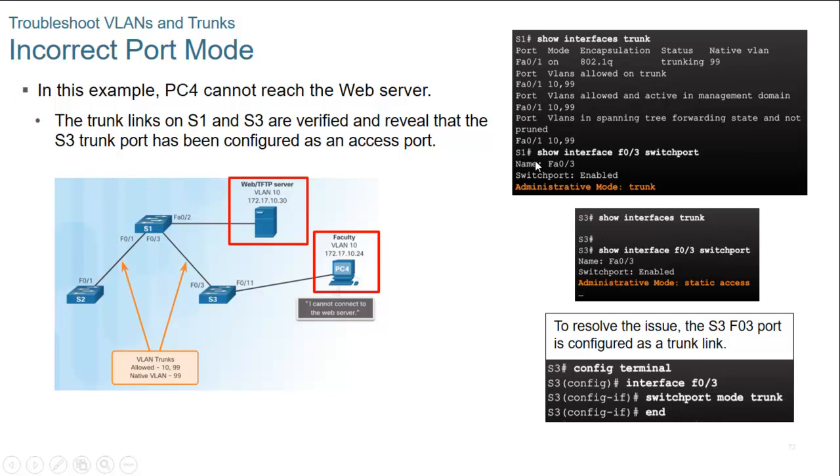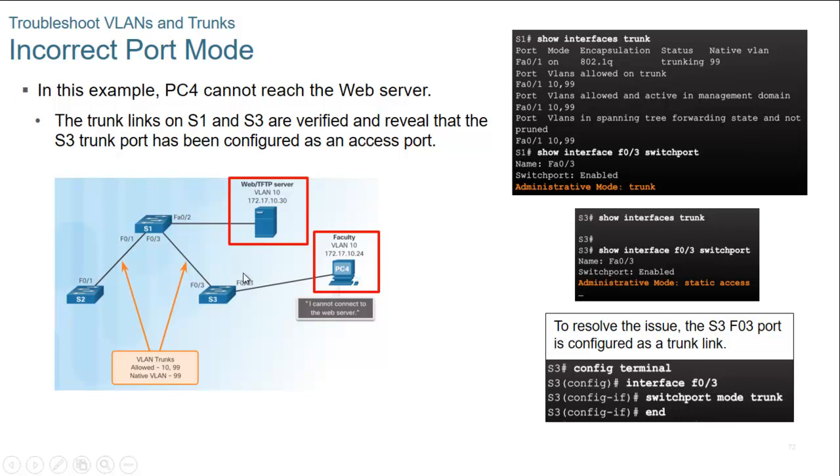So when we look at switch 1 FastEthernet 0/3, the mode is trunk. Then we look at switch 3, the same show interface FastEthernet 0/3 switchport command. We see that the mode here is access. So one is trunk and one is access. So we have an incompatible mode here. To resolve this issue, the S3 F0/3 port is configured as a trunk link. Now both of these are trunk.